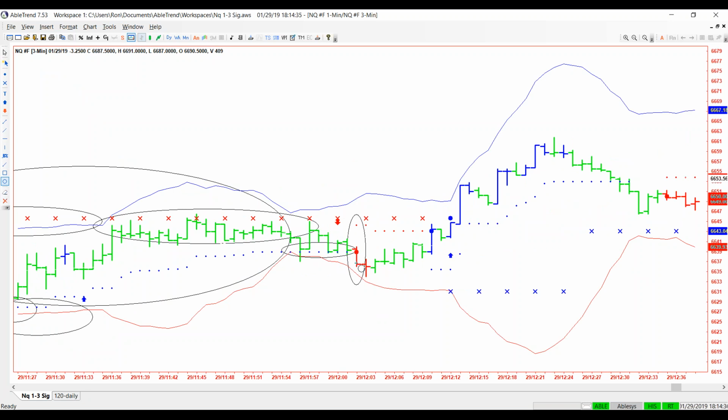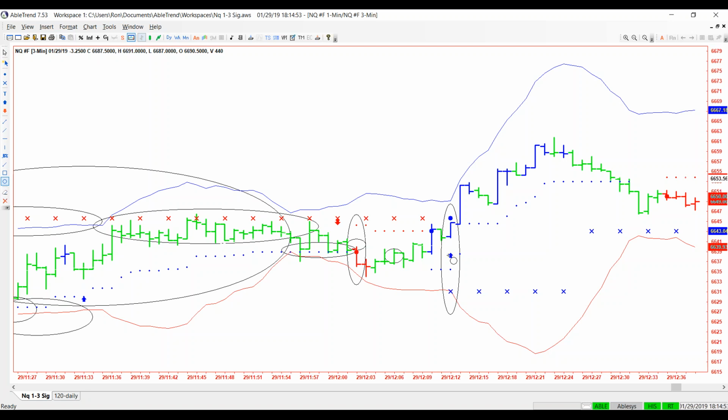Short signal here. First time we get a red bar, red dot, red X. Stop loss top of the red bar. 1, 2, 3 green bars. We lost about 3 points on that trade. Looks like about 2. I always like to exaggerate the losses. We'll call it 3. Triple confirmation buy signal right there.